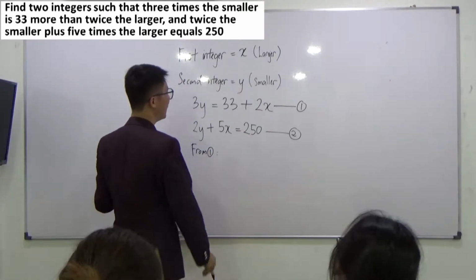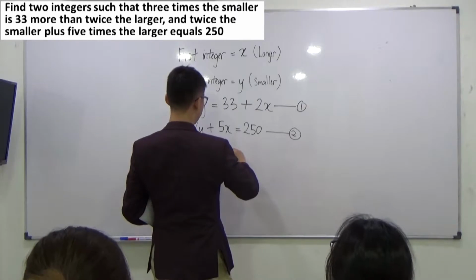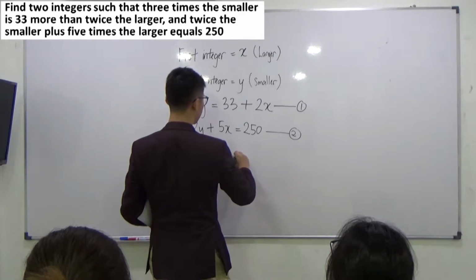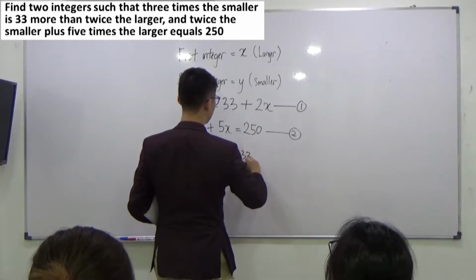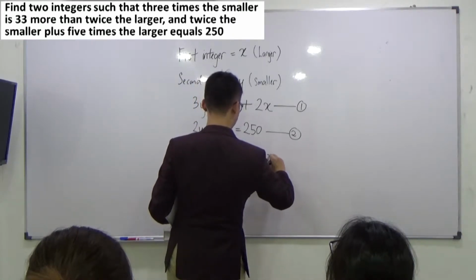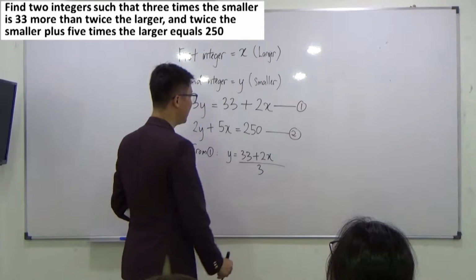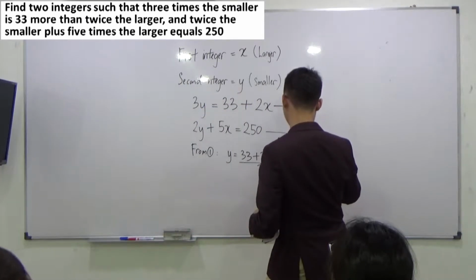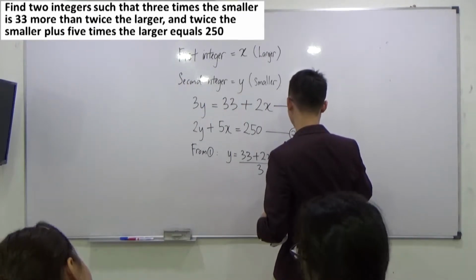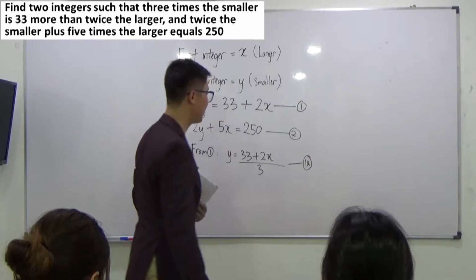Okay, from 1, I just directly express this. Express y in terms of x is 33 plus 2x. You just divide by 3, you get this, and I will label this as 1a. Why 1a? Because it's from 1. So I write it as 1a.